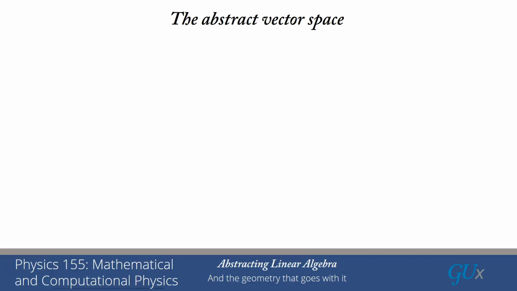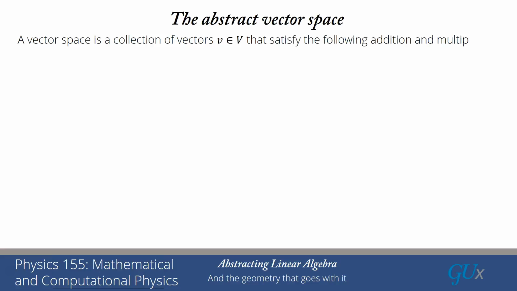So the first thing we need to do is define exactly what is a vector space. So it's going to be a collection of objects, little v, that are elements of the vector space, big V, that have the following addition and multiplication properties. And we call each of those elements vectors. If u and v are in the vector space, then u plus v is also in the vector space.